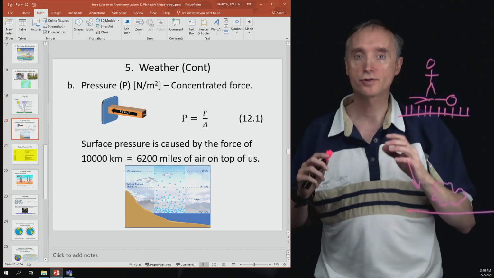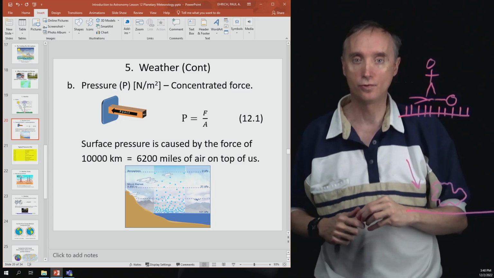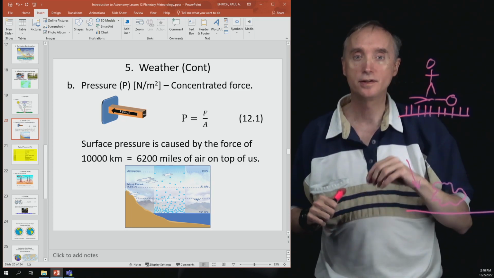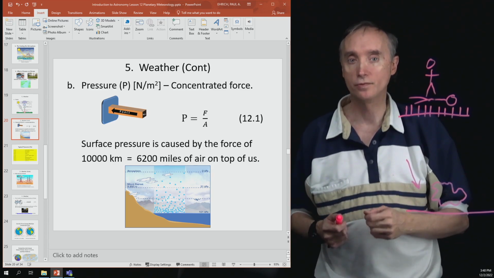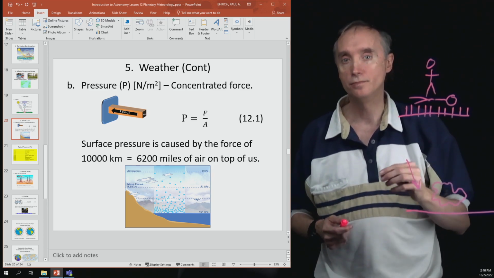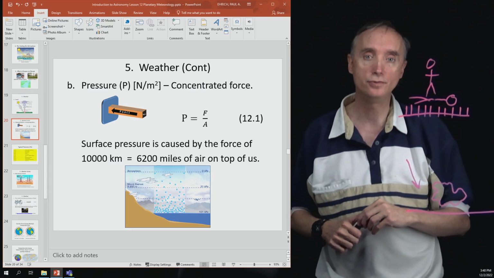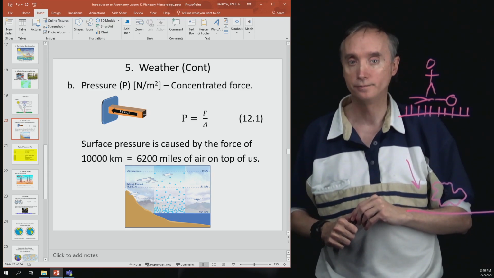So that's what pressure is. It's concentrated force. The official metric unit would be the Newton per meter squared. The Newton would be the force, the meter squared would be the area. So Newton per meter squared.